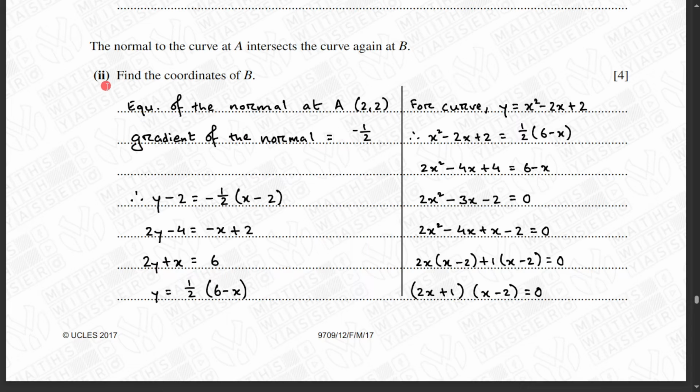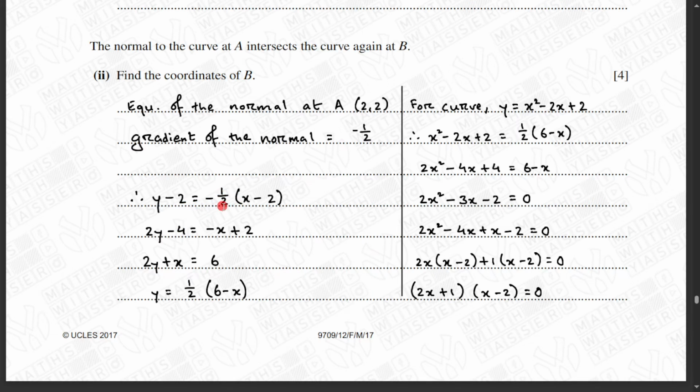In the second part of the question, the normal to the curve at A intersects the curve again at B. We need to find the coordinates of B. So for the equation of the normal at A, the coordinate still remains, of course, (2, 2), but the gradient of the normal will become minus 1 over the gradient of the tangent, which was 2. So this becomes minus half. So the equation of the normal must be again y minus y1 equals m times x minus x1, but here the gradient is minus 1 by 2.